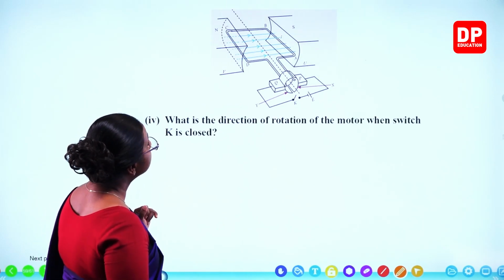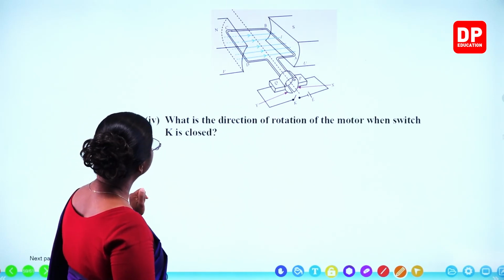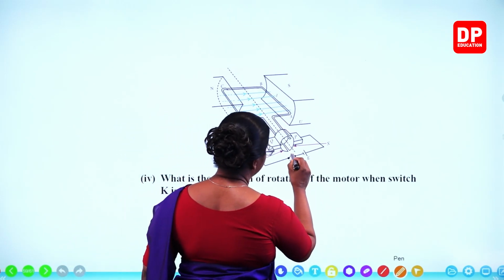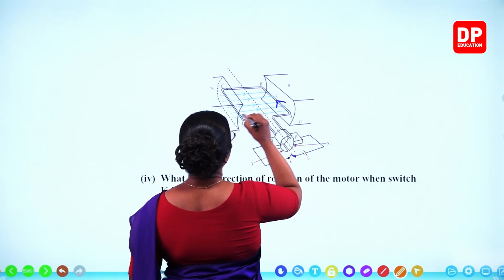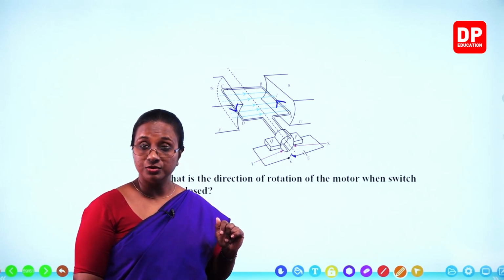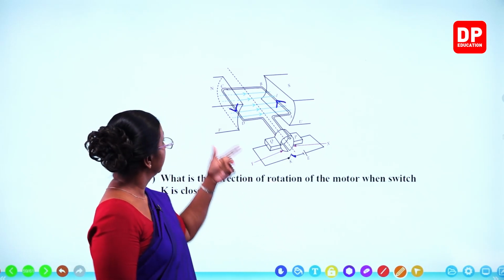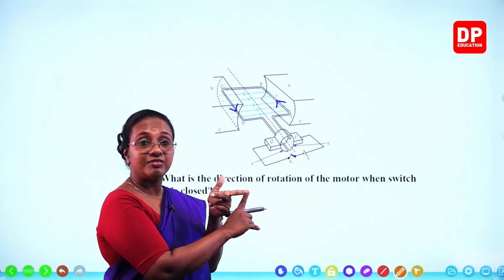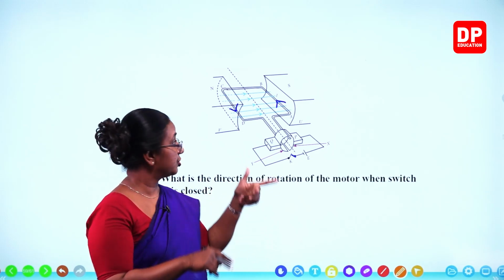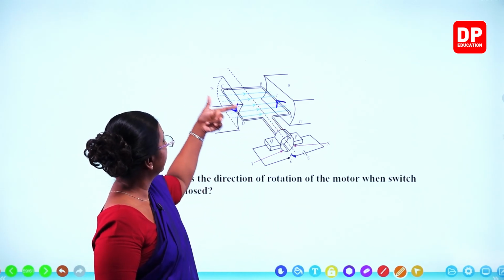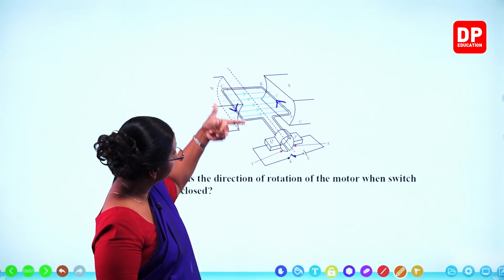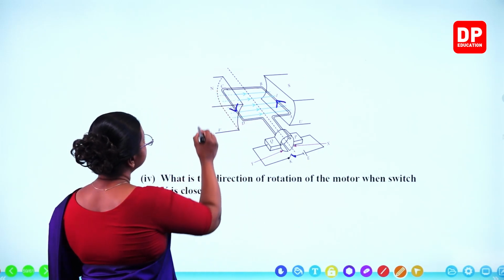So here, what is the direction of rotation of the motor when switch K is closed? So when switch K is closed, what will happen? We have already seen current flows this way and comes out this way. So here, what is the rule you need to apply? The Fleming's left hand rule. So north to south, the index finger is the field, middle finger is the current, and thumb points to the direction of the motion. So here the field is this way. If you take C and D, current is flowing outwards towards you all. So the force is upwards.